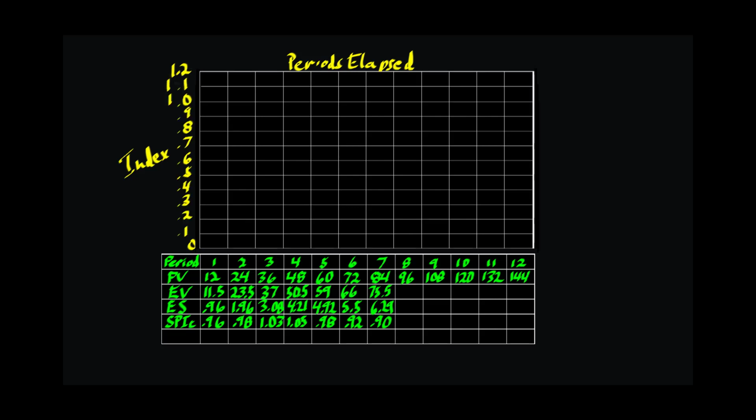The next step is to plot the observed values of the index. So we start with 0.96 here, and then 0.98 is a little higher, it's about here. Then 1.03 takes us up here, 1.05 is about there, and then 0.98 is back down here, and 0.90 is about here. Connecting the dots gives us a graph that looks like that.